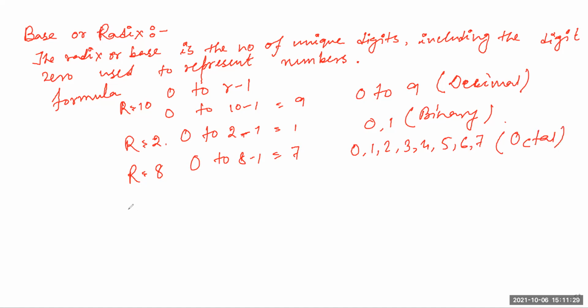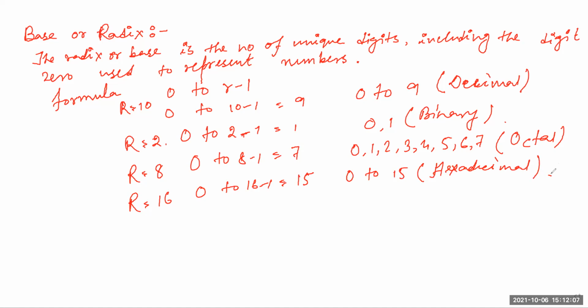And for hexadecimal, the radix value is 16. So what numbers are involved in the hexadecimal number system? 0 to 15. Yes, 0 to 15. I'm writing 0 to 15. This is for hexadecimal.